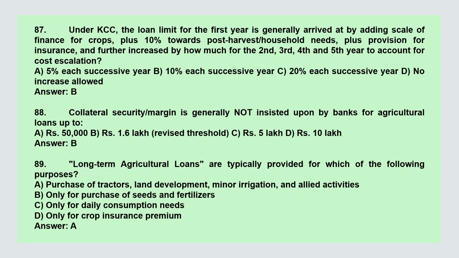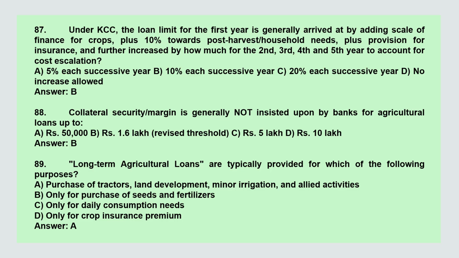In the process, the loan limit for the first year is generally arrived at by adding scale of finance for the crop plus 10% towards post-harvest household needs plus provisions for insurance, and further increased by how much for the second, third, fourth, and fifth year to account for cost escalations? Answer B, 10% each successive year. Collateral security or margin is generally not insisted upon by banks for agricultural loans up to answer B, rupees 1.6 lakh.